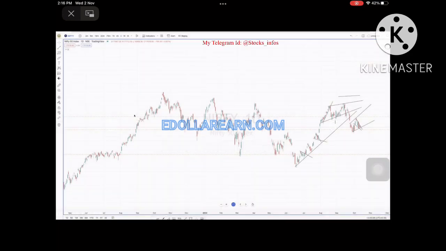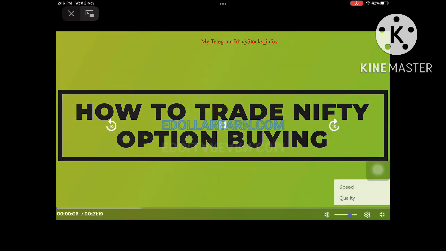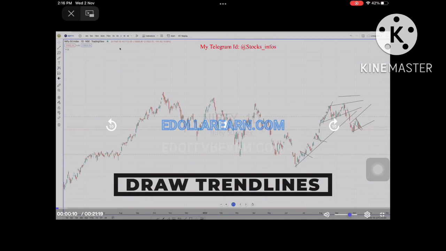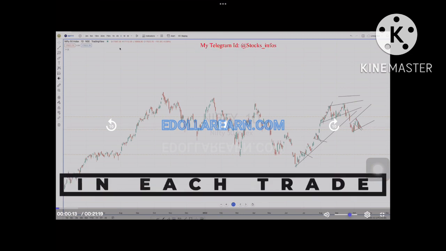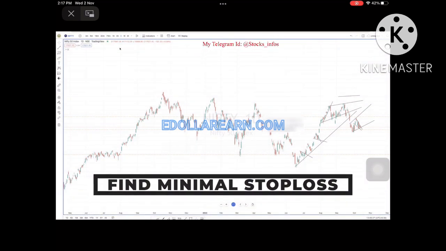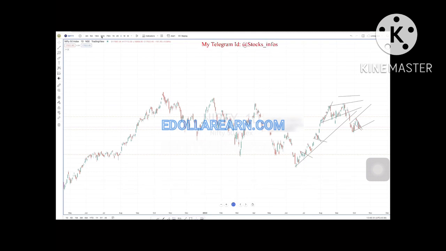Hello guys, in this video in option buying we are going to see how to trade Nifty. Here we are going to use a simple price action method. What you are going to do is draw trend lines and measure our stop loss in each trade. Whenever we find that the stop loss is minimal, we go and take longs or shorts. It is as simple as that.